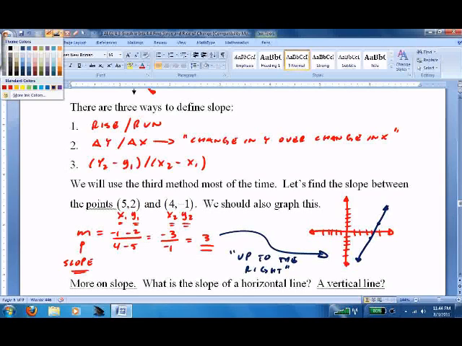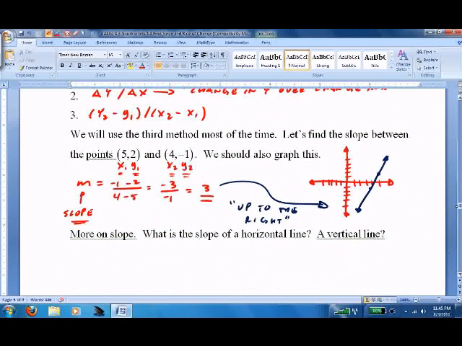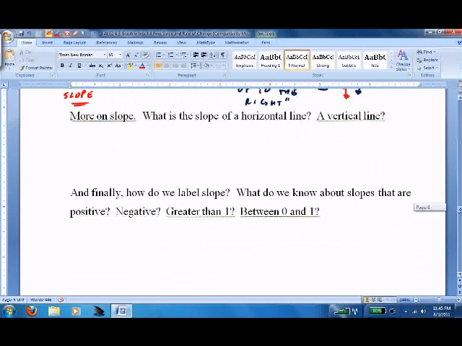So you're going to have to do this a lot. And when I say a lot, I mean a real lot. How do we find slope? y2 minus y1 over x2 minus x1. So check it out. Now, what's the slope of a horizontal line?